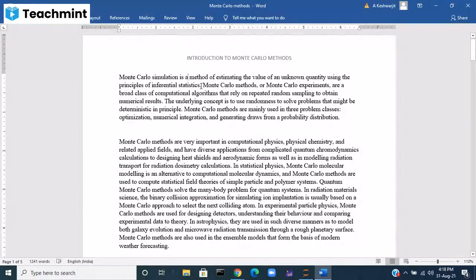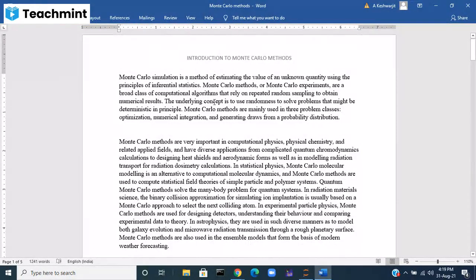Inferential statistics is how we can make predictions from data. So Monte Carlo simulation is a method of estimating the value of an unknown quantity using the principles of inferential statistics. Monte Carlo methods or Monte Carlo experiments are a broad class of computational algorithms that rely on repeated random sampling to obtain numerical results.